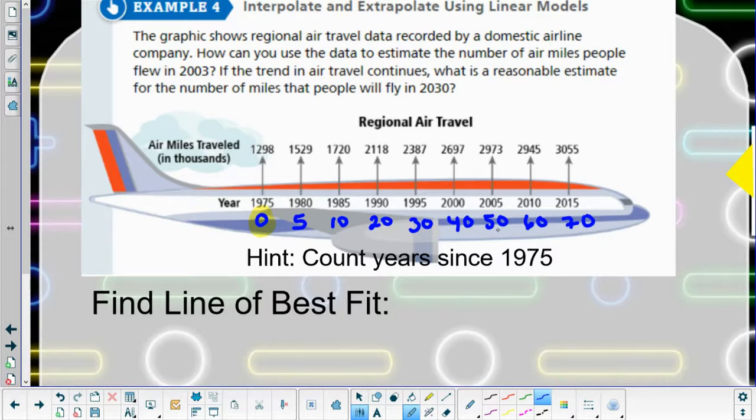So your years will be your X values, and your miles traveled will be your Y. Go ahead and pause your video. I would like to see you put those into your calculator and calculate the line of best fit.